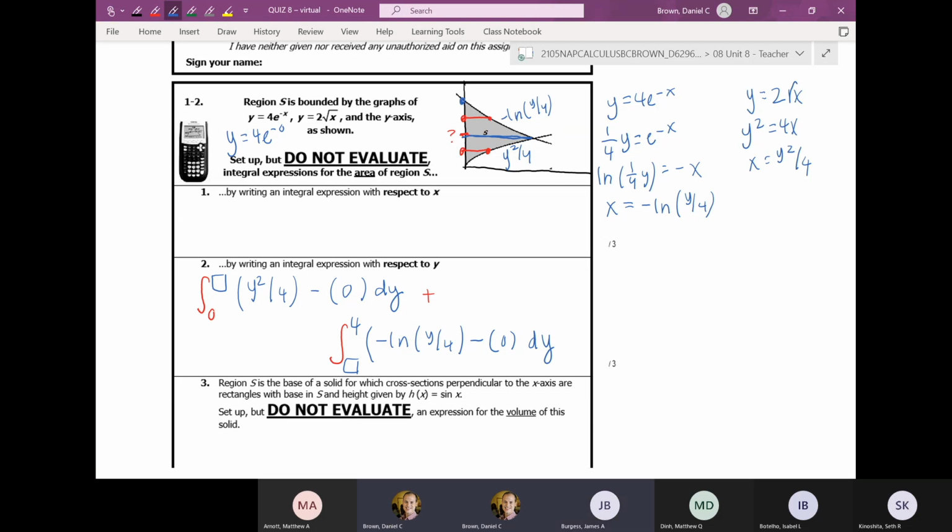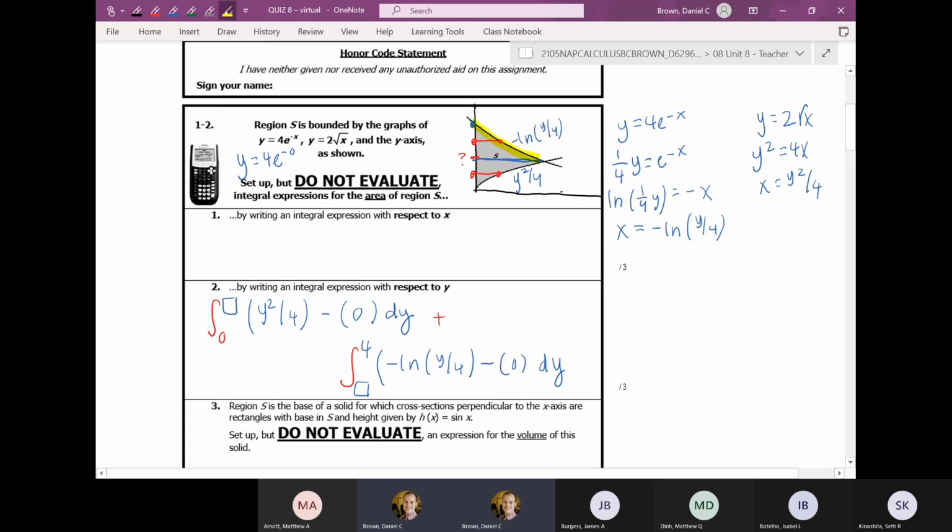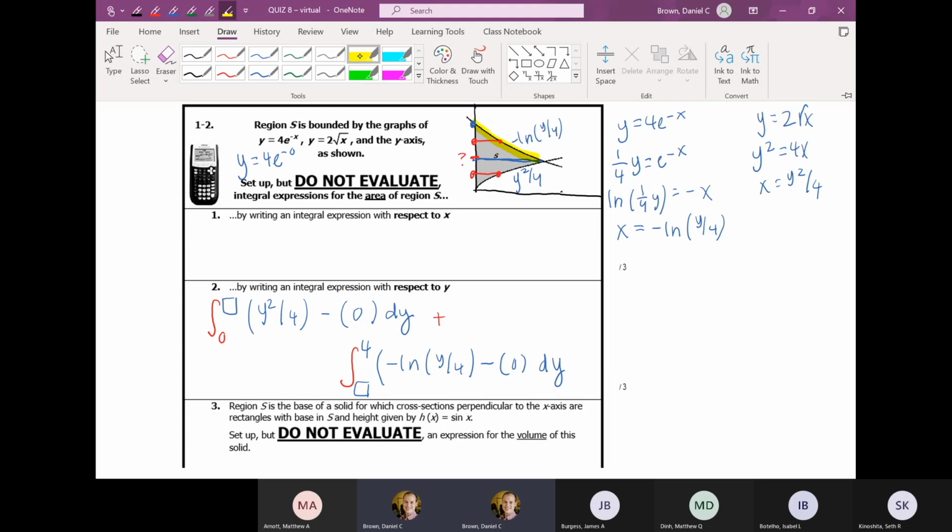Okay. Did that answer your question, or is there other stuff you want to look at? I understand. Thank you. Yeah, and the big mistake on that one that several people made is it has to be in 2 different integrals because the right function does switch. Thank you.